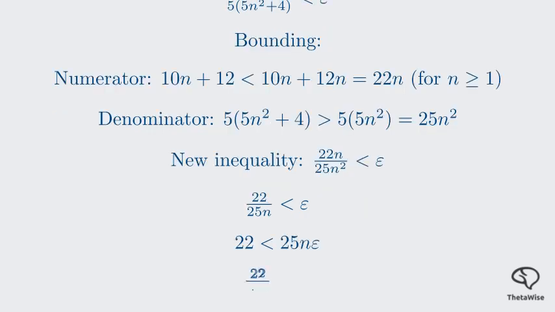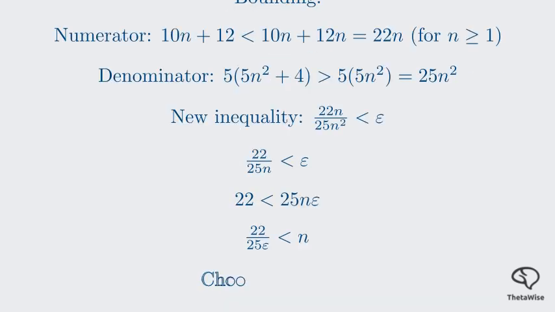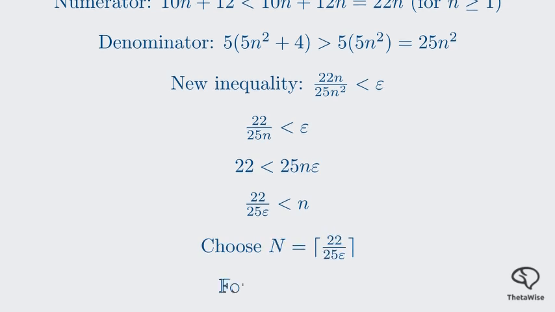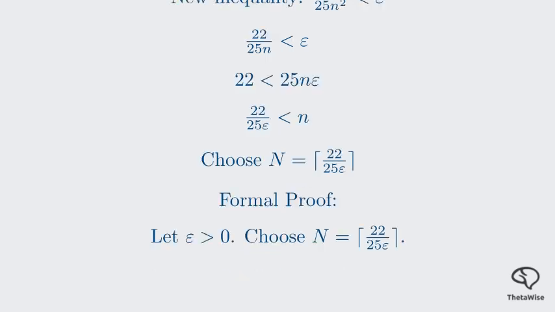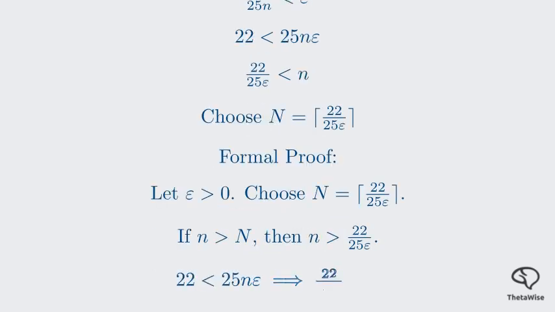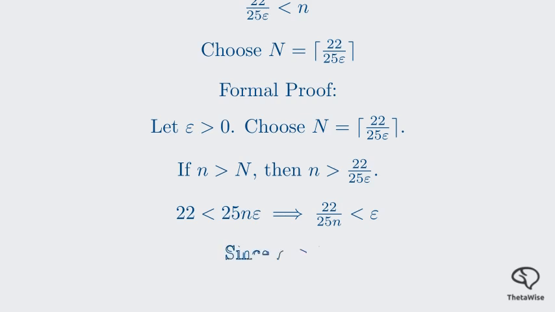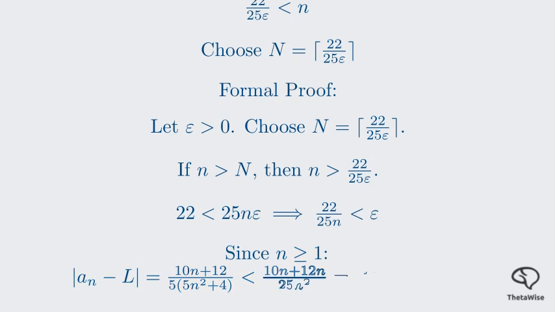This simpler inequality is now easy to solve: n must be greater than 22 over 25 epsilon. So we choose our n to be the ceiling of this value. The formal proof is now straightforward. Choose this n. If n is greater than this n, then n is greater than 22 over 25 epsilon. Working backwards, we get that our simplified expression 22 over 25n is less than epsilon. Now we just need to show that our original, more complex expression is less than this simpler one, which we did with our bounding. This proves convergence.